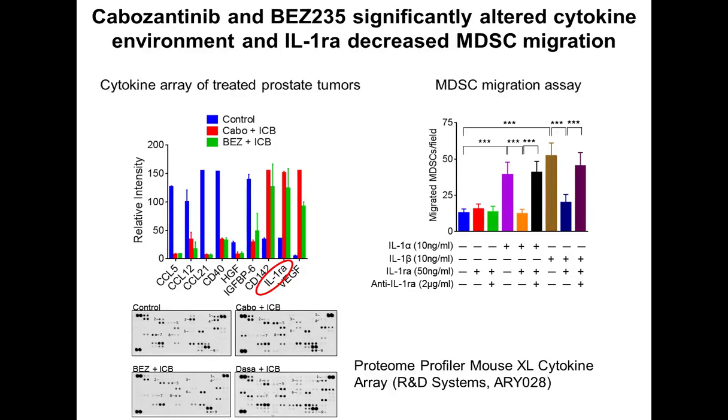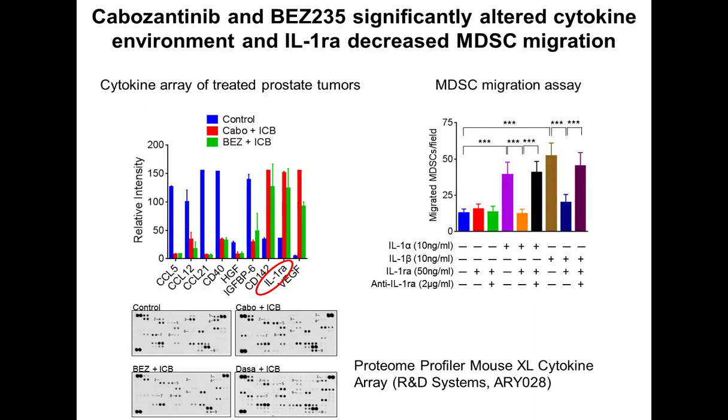Here we particularly focus on this one cytokine called interleukin-1RA. This IL-1RA is a decoy for the IL-1 receptor, so it antagonizes IL-1 alpha or IL-1 beta activity at the receptor.